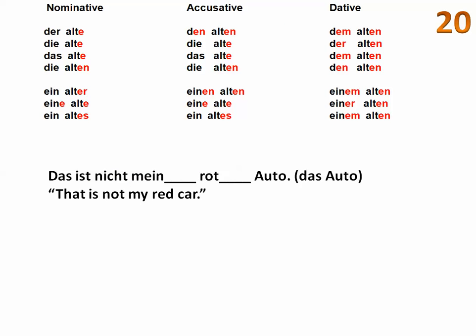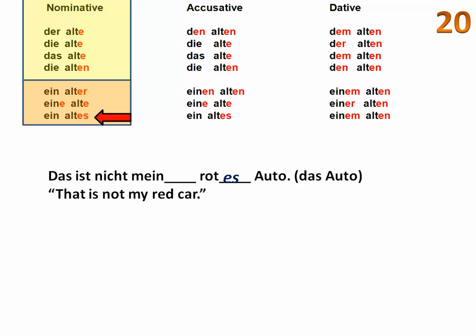Nummer 20, and our last example in this video. That is not my red car. Here it comes after a conjugation of the verb sein, ist, nominative, using an indefinite or possessive pronoun mein, which is just like ein. Auto is a das word, so our ending is, das ist nicht mein rotes Auto.